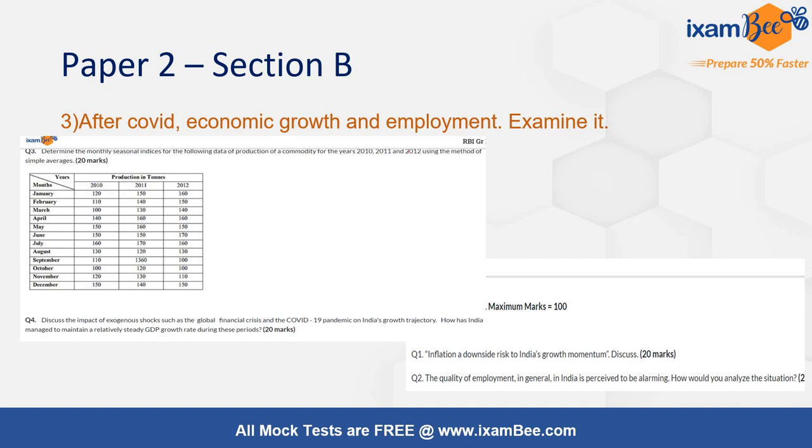So the COVID-19 pandemic, I have also told you many times in class, that its impact is still important and can be tested upon. We had given a question on similar lines, regarding the global financial crisis and the COVID-19 pandemic. So basically it was a comparison of the two. In that sense this question was there, but there was also a question here on the pandemic, straightforward.